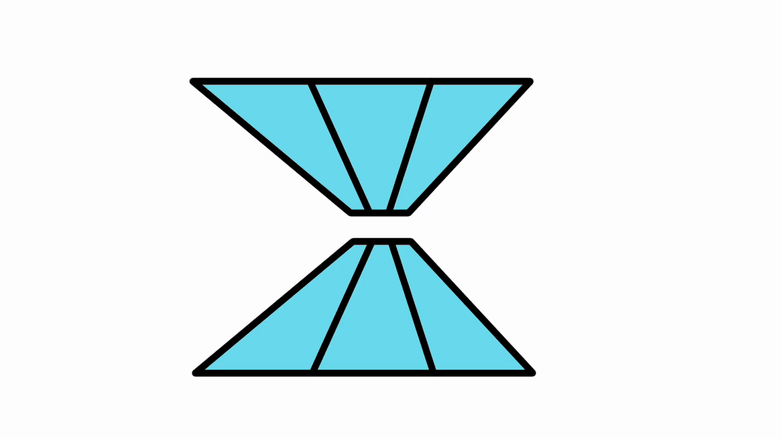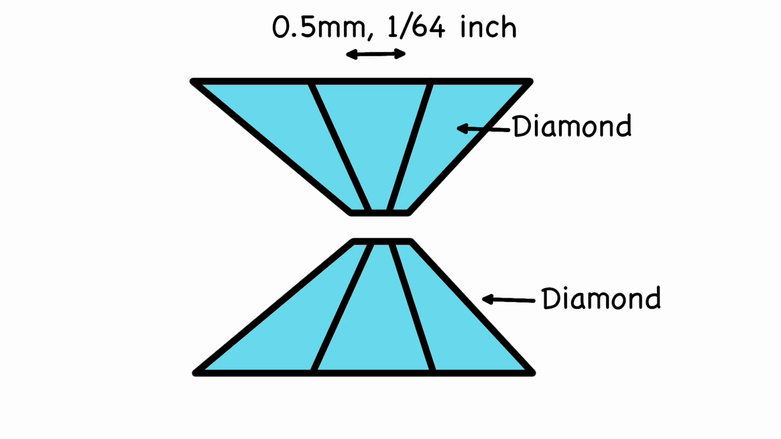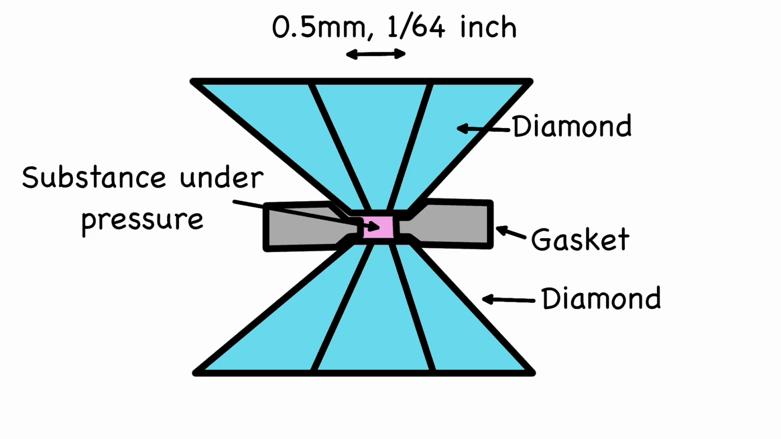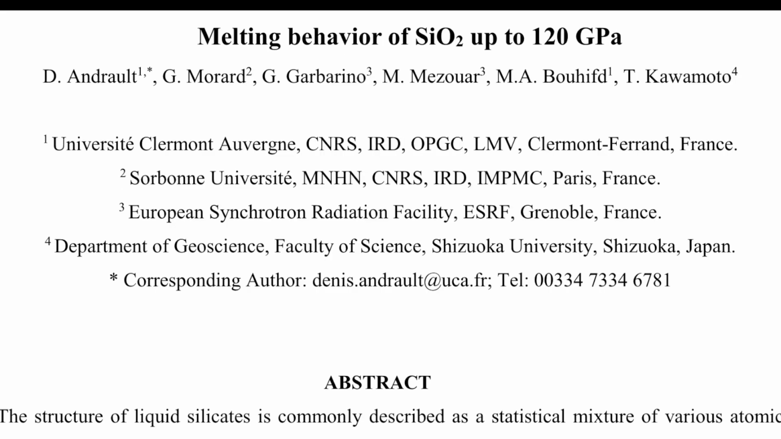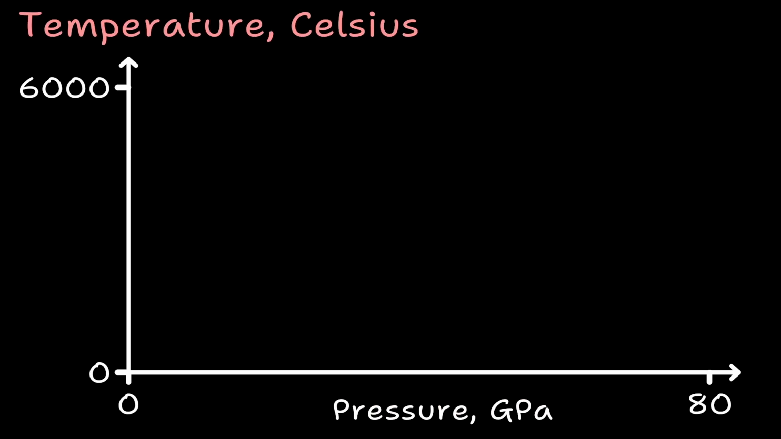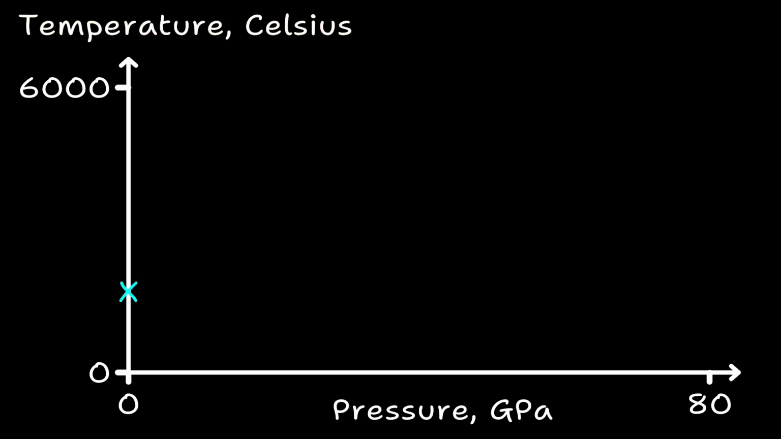A diamond anvil cell uses two tiny diamonds to generate pressures of hundreds of gigapascals. This lets us reproduce the conditions found thousands of miles deep into the Earth. We can take the data from Andro et al. and plot a phase diagram. Pressure is towards the right in gigapascals and temperature is upwards. If we pick a pressure, we can plot the melting point of silica at that pressure.